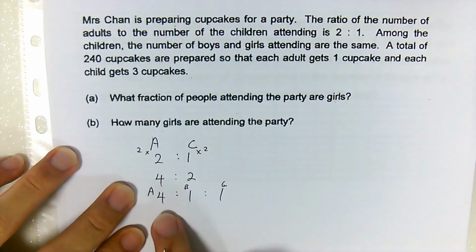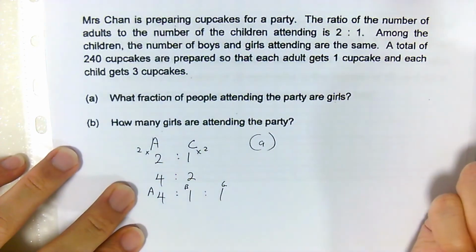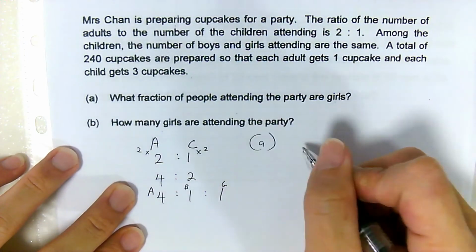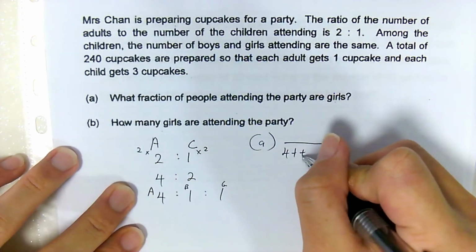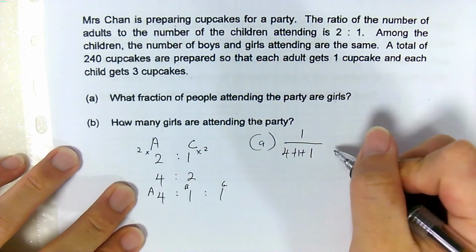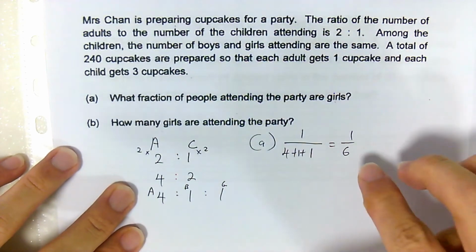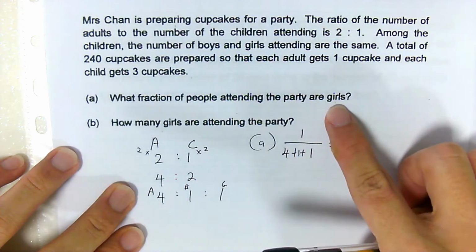If we have 4:1:1, with 4 adults to 1 boy to 1 girl, we can very easily answer this question. The fraction of the people will be over the total people, so we have 4 plus 1 plus 1. The girls here will be 1. So this will give us 1/6. This will be the answer for part A: what fraction of people attending are girls.